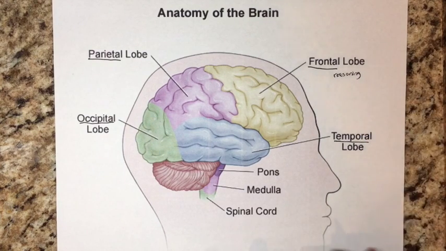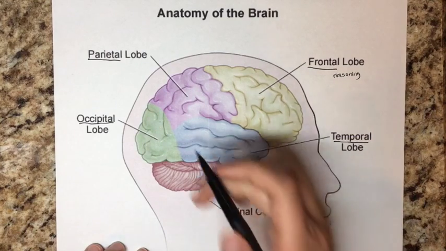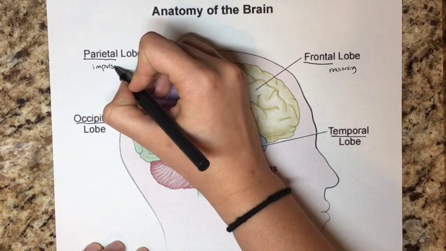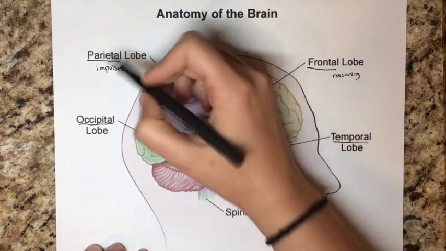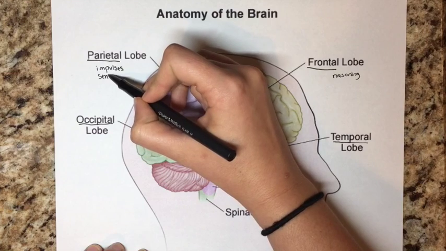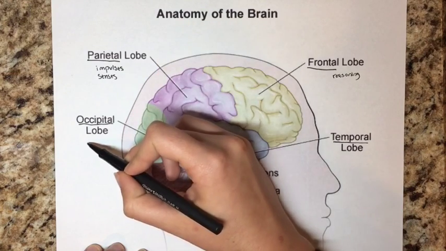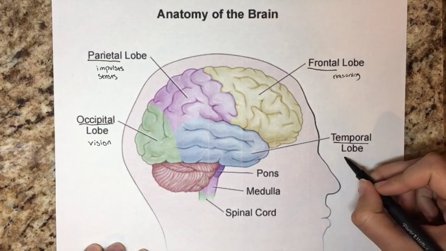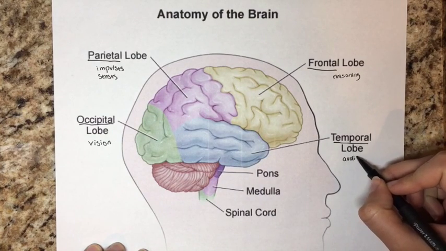The parietal lobe is associated with receiving and interpreting nerve impulses from sensory receptors, movement, and orientation. The occipital lobe is primarily responsible for vision. And finally, perception and recognition of auditory stimuli, memory, and speech are regulated in the temporal lobe.